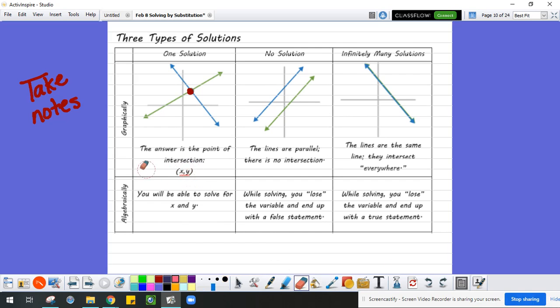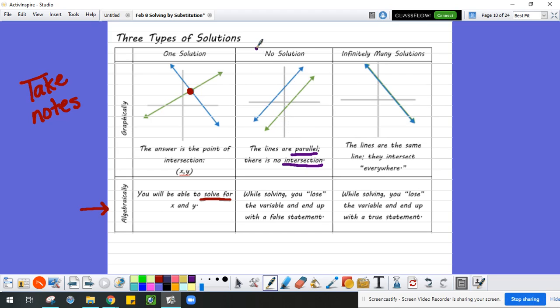If you are doing it by paper and pencil, which is what we are working on this week, you will be able to solve for x and y. The second kind of solution that you could get is no solution. I have two lines. These lines are parallel. They never intersect. They never cross each other. This crosses. That's the solution. These never cross. So there is no solution.